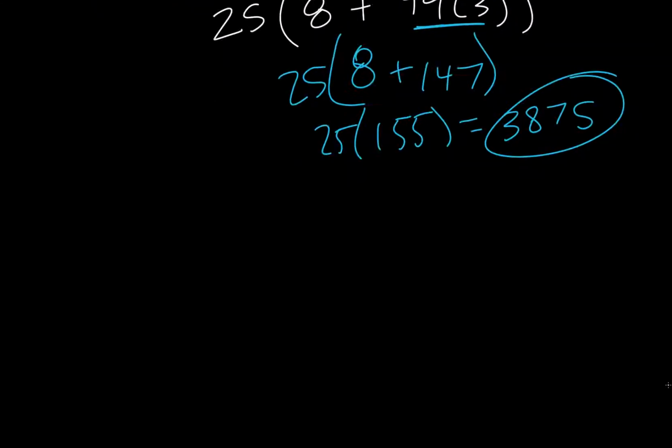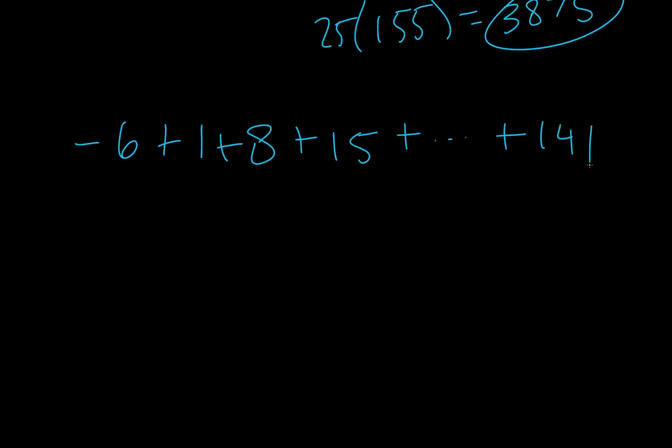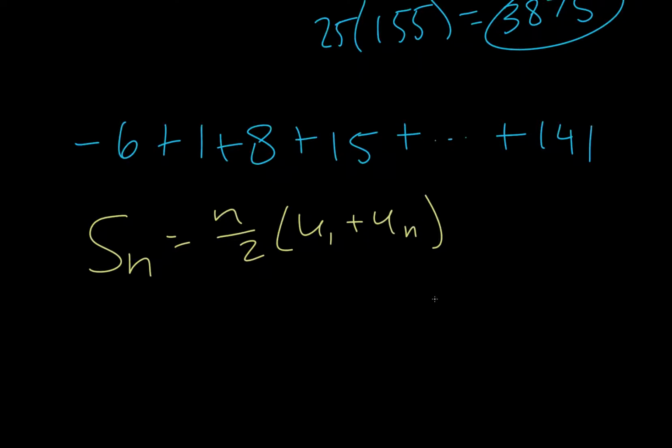But let's move on to the next one. So this time it wants us to find the sum of this. So this time we don't know how many terms we're going out to. But since we know the first and the last term, we're going to use this formula. Once again, that's just written in your book above example 25.